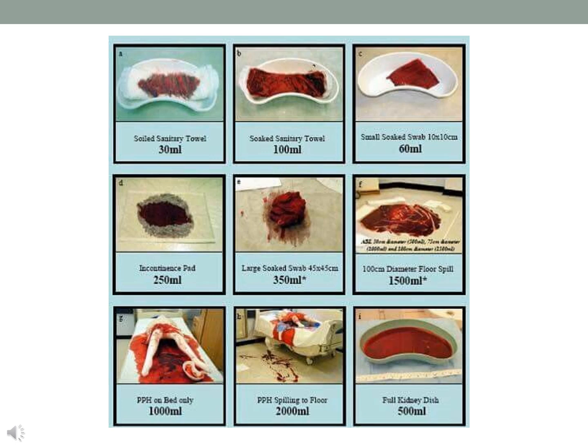For example, a soaked sanitary towel is about 100 ml worth of blood, whereas a full kidney dish is 500 ml. If the blood is spilling off the patient and onto the floor on the bed, this is usually about 2,000 ml worth of blood. So being able to clarify with the patient just how much blood they think they have lost will give you an indication of how severe the bleed is.